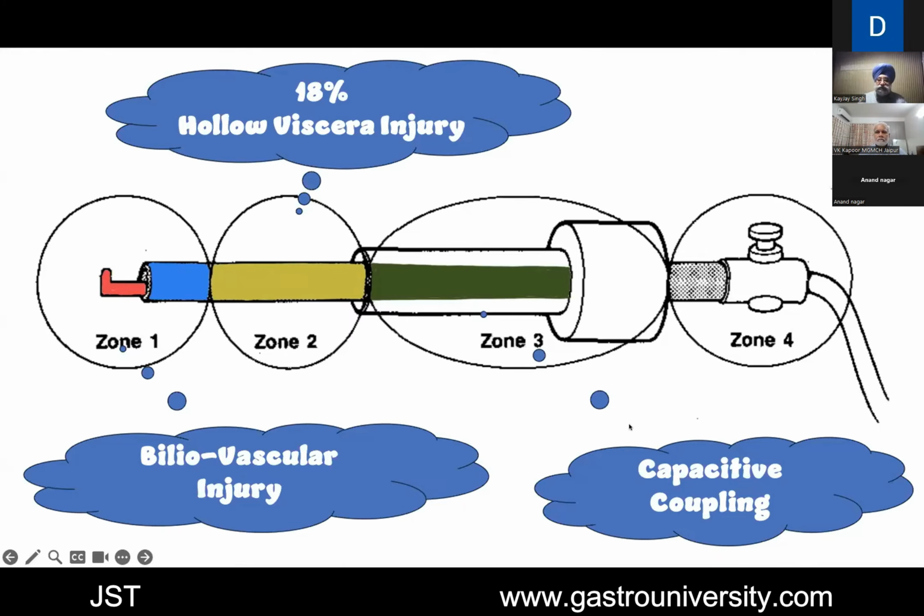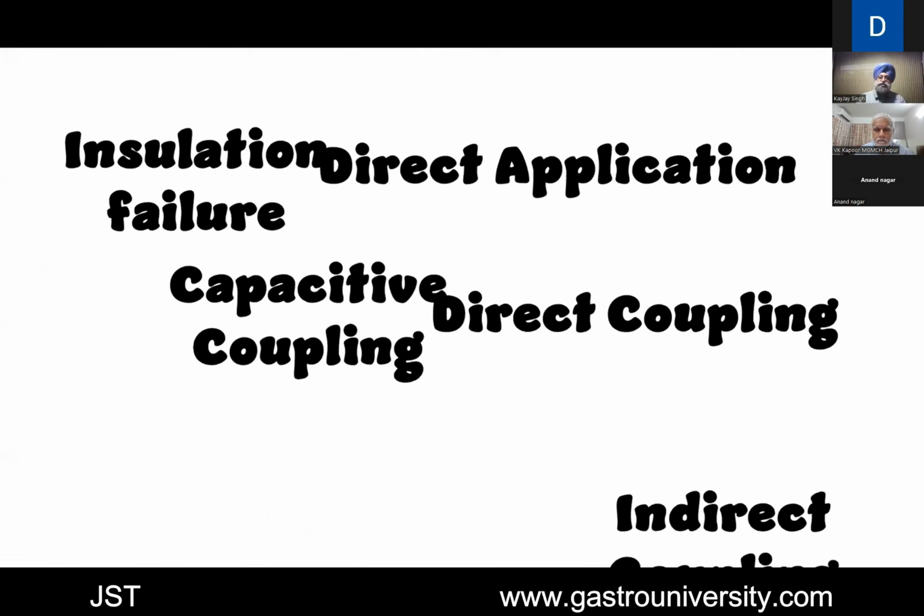In zone 3, the most interesting phenomenon is capacitive coupling. Any current leaking from this area can lead to capacitive coupling and major injury to the viscera. I'll come to that in a little while. Any leakage from zone 4 can give the operating surgeon or the assistant a major current shock, so this also is a very dangerous area. If there is a cord leak from here, an insulation failure or loose wires, the operating surgeon can get a direct shock. So this is what the instrumentation is.